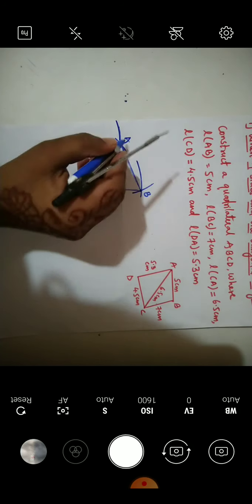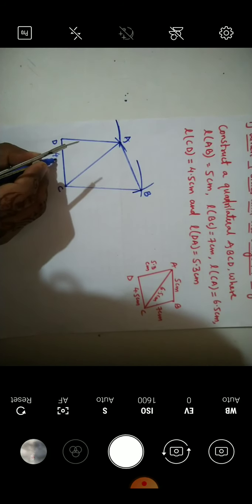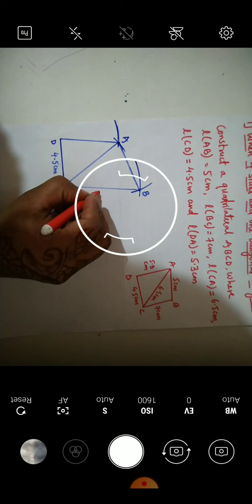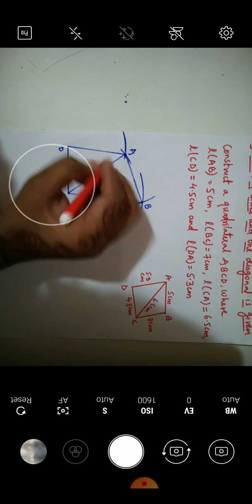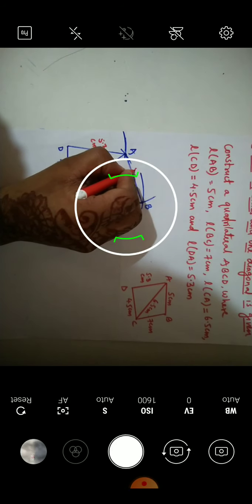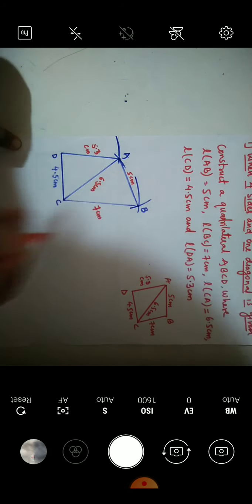Let's label it. I have given it the name ABCD, but here the distance between C and D is 4.5 centimeters, so I'll give here 4.5 centimeter. The distance between C and B, or the length of BC, is 7 centimeter, so I will give 7 centimeter here. The length of AD is 5.3 centimeter, so I will give 5.3 centimeter, and the length of AB is 5 centimeter, so I'll give here AB 5 centimeter, and the diagonal is 6.5 centimeter.